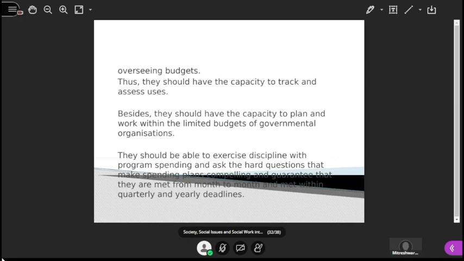Overseeing budgets. Thus, they should have the capacity to track and assess users. And besides, they should have the capacity to plan and work within the limited budget of governmental organizations. They should be able to exercise discipline with program spending and ask the hard questions that make spending plans compelling and guarantee that they are met from month to month and within quarterly and yearly deadlines. Alors, c'est ça la provision que le social work administrator s'est guidé et comment gère l'administration, comment gère le budget, d'où vient le budget, etc.